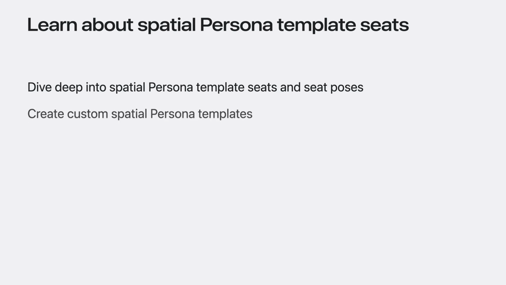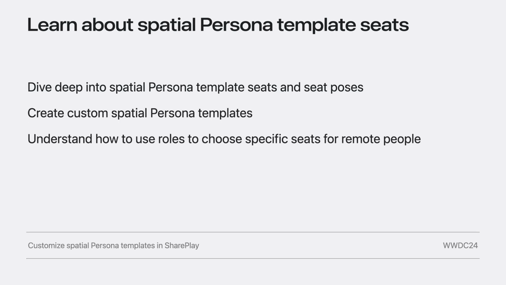In addition to a participant's actual pose, you can get their seat pose, which is at a fixed physical location relative to the app. To learn more about seat poses and customizing seat arrangements with spatial templates, I recommend watching the Customized Spatial Persona Templates in SharePlay video.